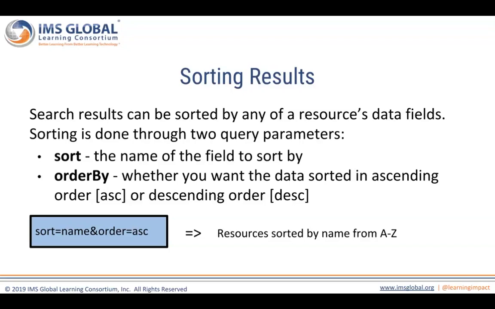But if you were to run your search and also tack on sort equals name and order equals ascending at the end, then you would get the first 100 resources that were in the geometry subject, had a description of triangle, sorted from A to Z.